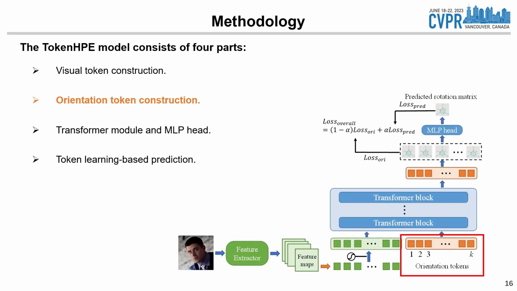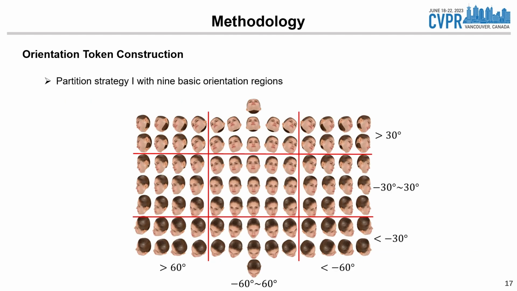Second, orientation token construction. We divide the head pose panoramic overview into several basic regions according to the intrinsic facial part relationships. Generally, we follow the principle that head poses in the same region are similar, and the opposite head poses are symmetric. For instance, in Strategy 1, pitch direction, we set 30 degrees as the division degree because of the appearance or disappearance of the nostril.